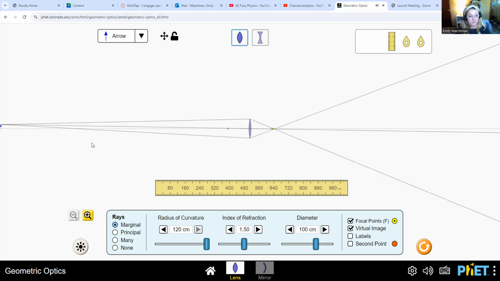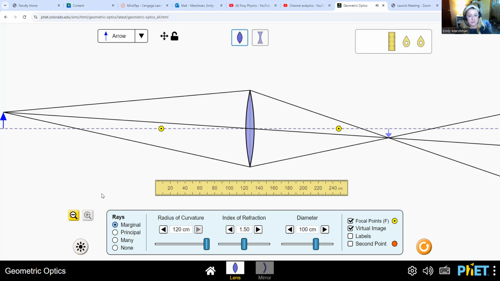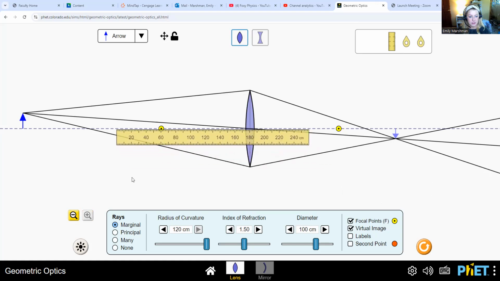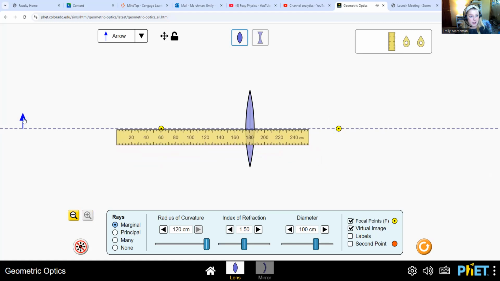So let's look what happens for different situations for a converging lens. Let's suppose we put the object, I'm going to turn this off. Let's put the object out here outside the focal length of the lens, and let's put it at 160 centimeters. Okay. And let's make a prediction.